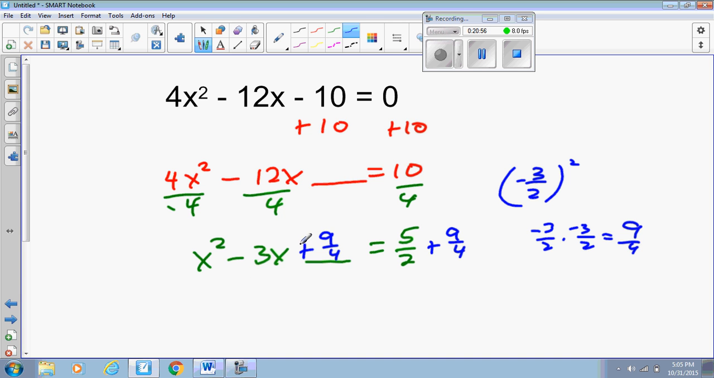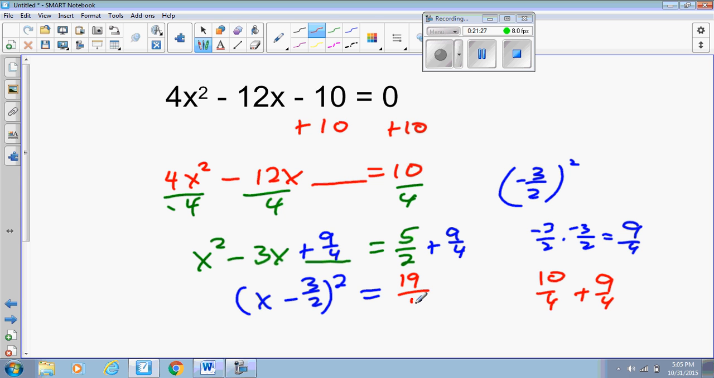So now I'm going to simplify this side here, which is going to come out to be x minus 3 over 2 squared. On the right side, I have to add these fractions together. That's going to be this first 5 over 2 with a common denominator of 4 becomes 10 over 4 plus 9 over 4, which is 19 over 4.